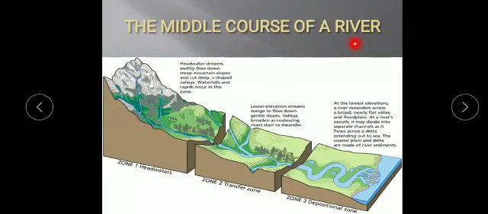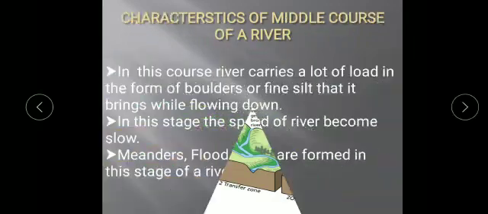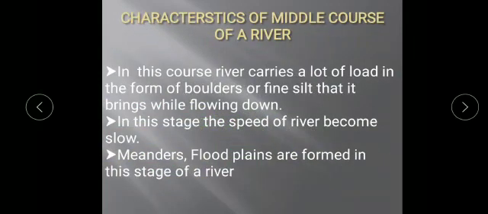The middle course of a river. In the middle course, the river carries a lot of load in the form of boulders or fine silt that it brings while flowing down. In this stage, the speed of the river becomes slow. Meanders and floodplains are formed in this stage of a river.